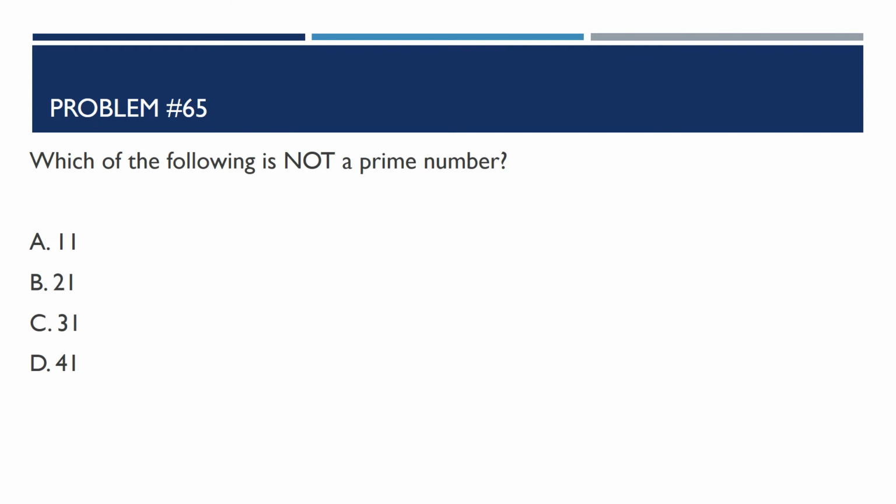Number 65. Which of the following is not a prime number? The answer is 21, because 21 is a composite number. So again, a prime number can only be divided by 1 or itself only. But 21 can be divided by other numbers aside from 1 and itself, which is 21. It can also be divided by 3 or by 7. So that's why it's not a prime number, but a composite number.